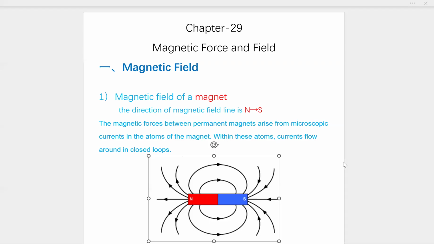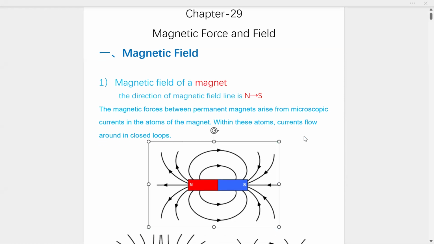Hi everyone. Today I will be talking about magnetic force and field. So this is chapter 29. And what is a magnetic field? I will give a brief overview, then focus on the right-hand rule, which is to find the direction of both the magnetic field and the magnetic force.